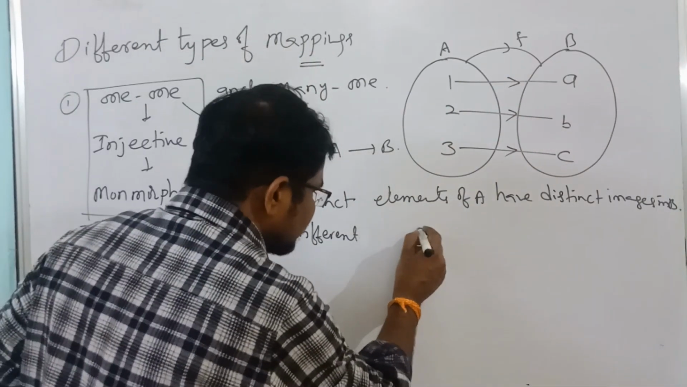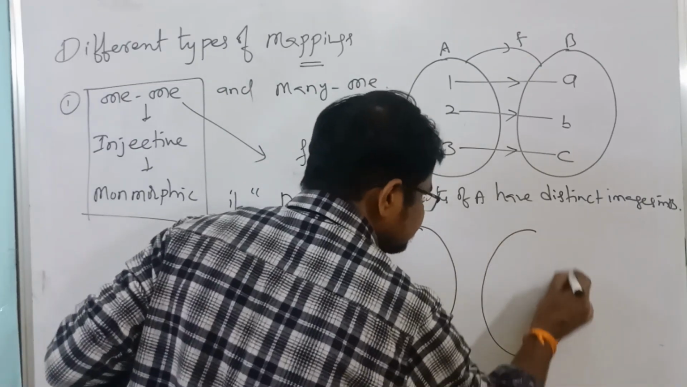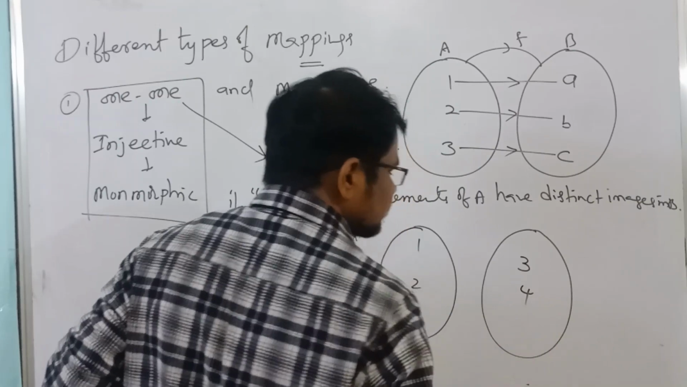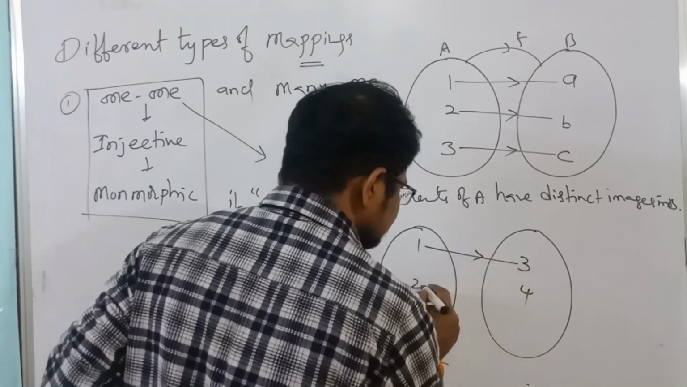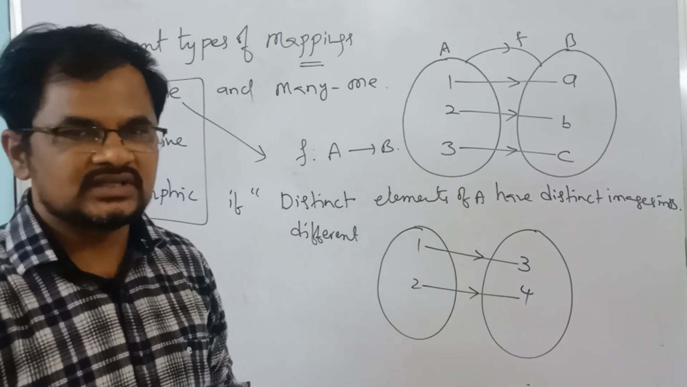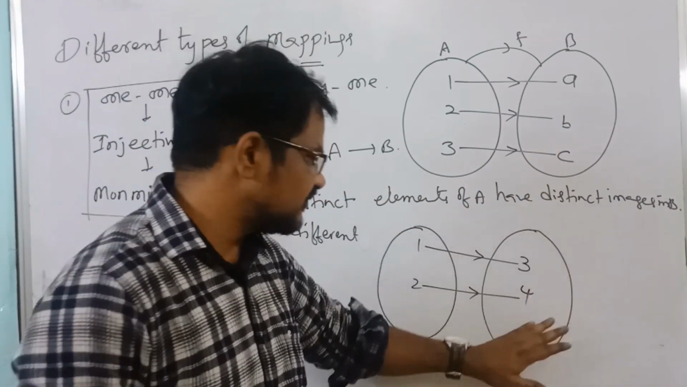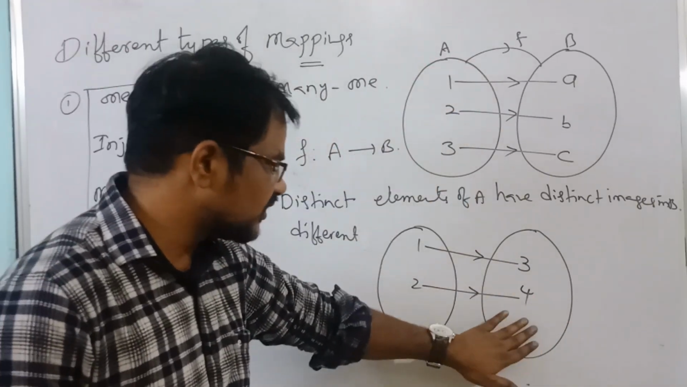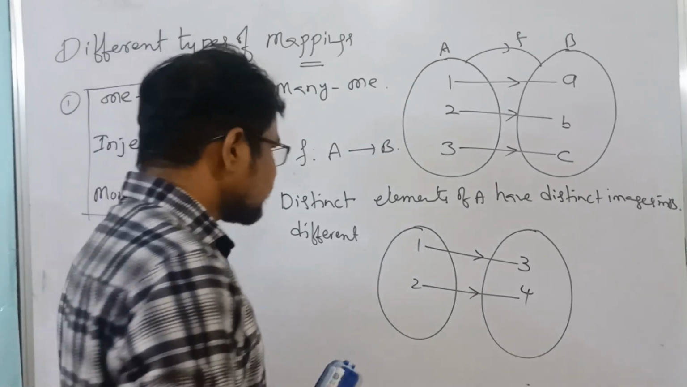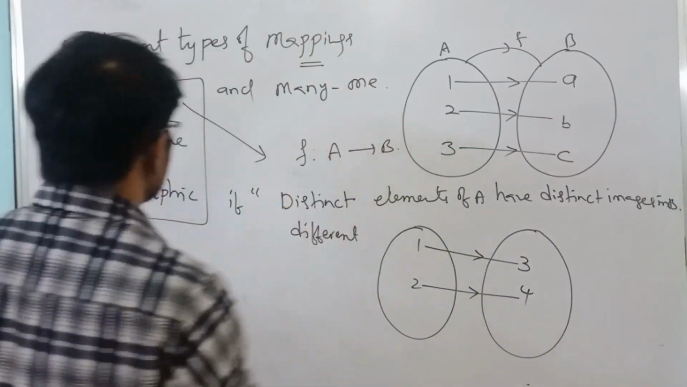If you take one more example like this, 1, 2 and 3, 4, this is also a 1-1 function. Different elements of A associate with different elements of B. If you add one more element, it is still 1-1 only, right? Next, let's go on to the many to one function.